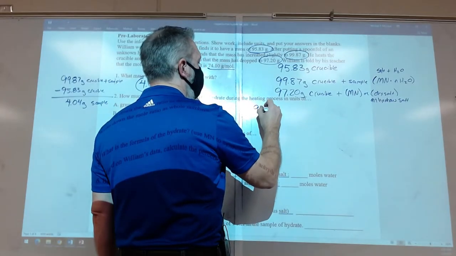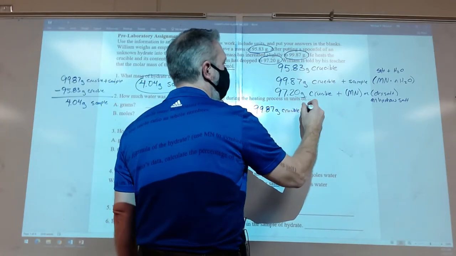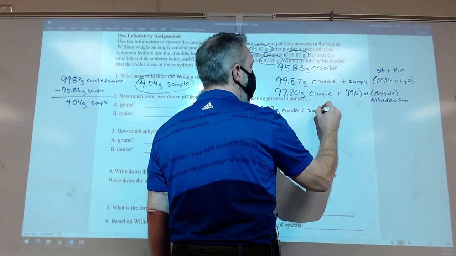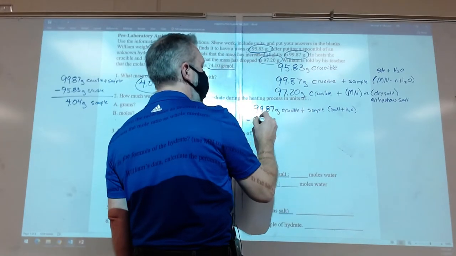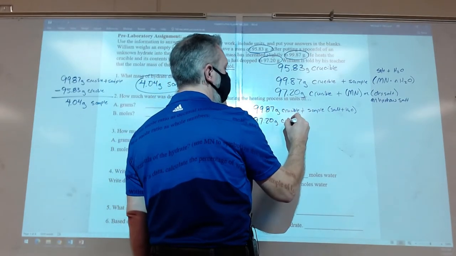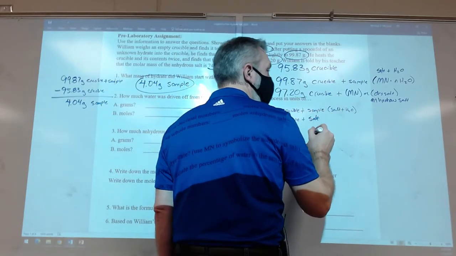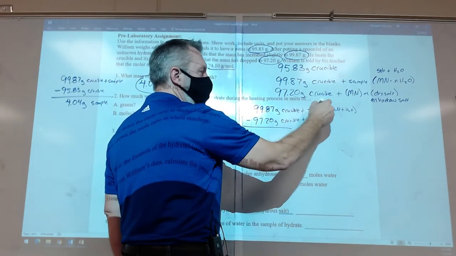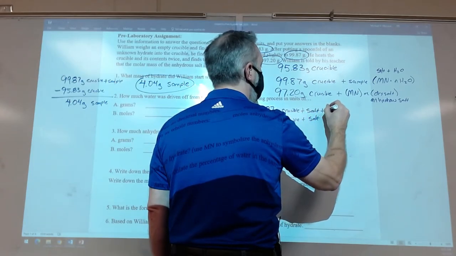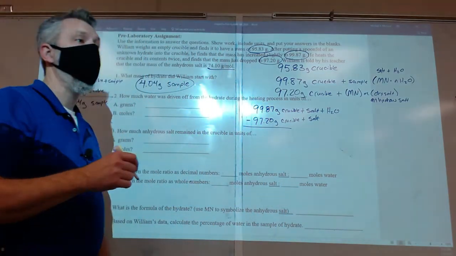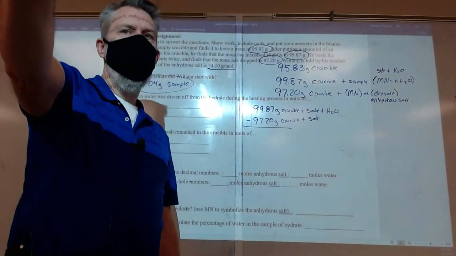So 99.87 crucible plus sample minus 97.20 grams. Okay, and so if I do that, you can see where I'm getting rid of the, in fact, let's go ahead and just write it this way. Okay, so yes. Oh, sure. Or you may, I don't know, you may do better sitting there.